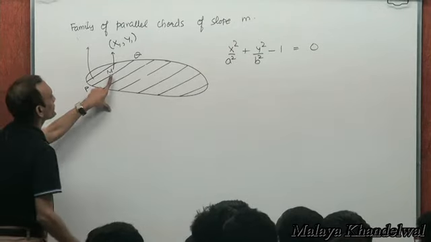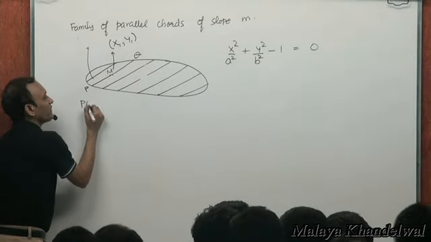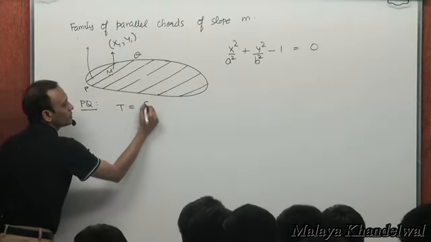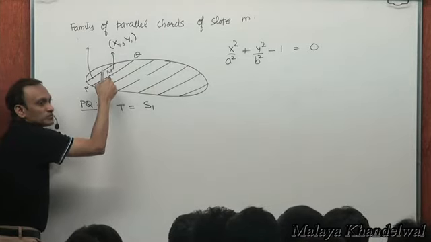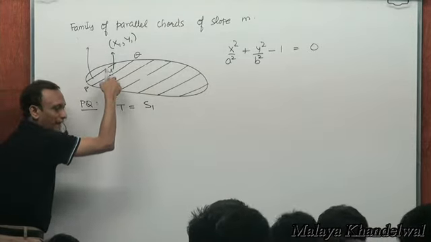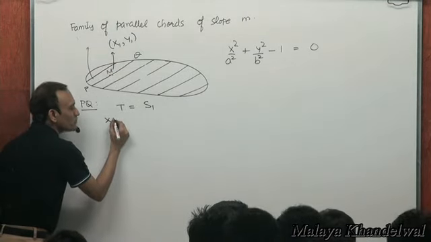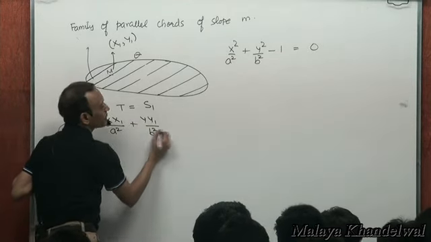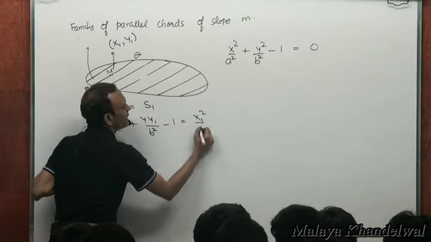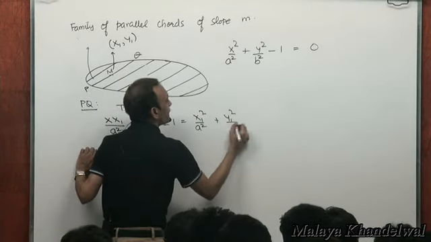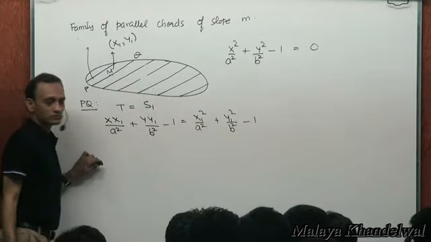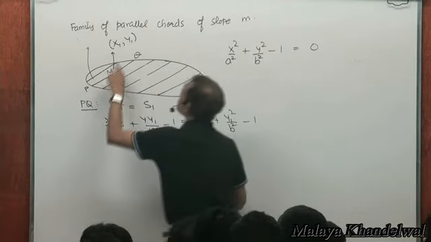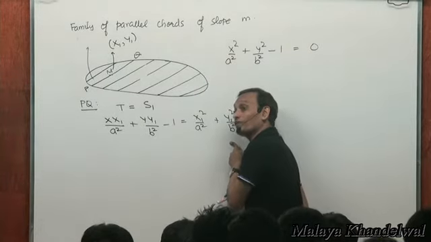Right? Okay. So the equation of PQ in terms of its midpoint M is going to be given by T equal to S1. T equal to S1 means xx1 by a squared plus yy1 by b squared minus 1 is x1 squared by a squared plus y1 squared by b squared minus 1, the equation of the chord in terms of its midpoint, right? Now, no matter what x1, y1 be, the slope of this line will always be m.